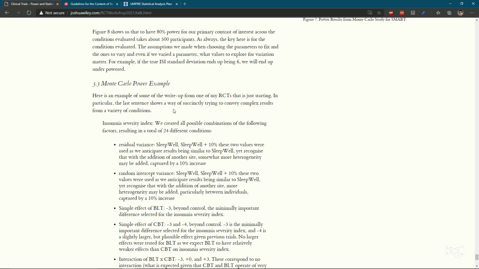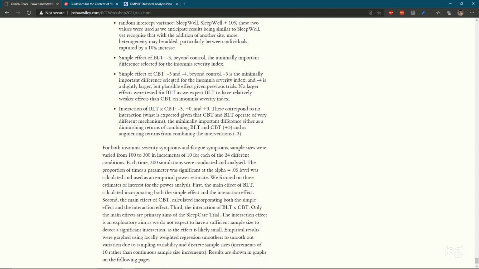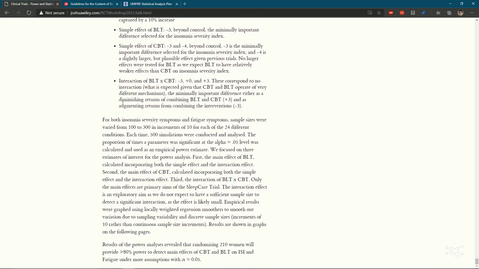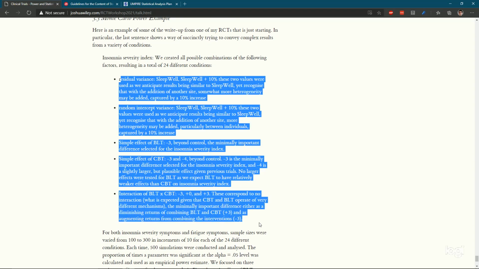The very last thing, I just wanted to show you a sample write-up from one of my RCTs that's just starting. This isn't from a SMART trial. It's from a 2x2 factorial RCT. And in particular, the last sentence shows a way of trying to succinctly convey complex results from a variety of conditions. All right, so I described this all out. Results from the power analyses revealed that randomizing 210 women will provide greater than 80% power to detect main effects of CBT and bright light therapy on ISI and fatigue under most assumptions with an alpha of 0.05. And I detailed out what all the different assumptions were in here.